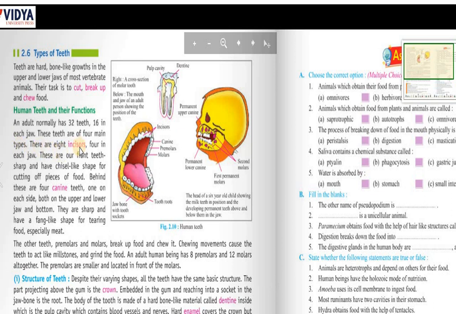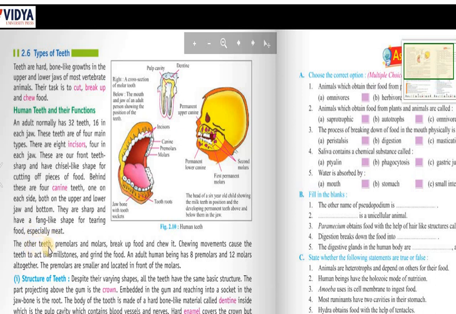There are 8 incisors, 4 in each jaw. These are our front teeth, sharp and chisel-like in shape for cutting off pieces of food. Behind these are 4 canine teeth, 1 on each side, both on the upper and lower jaw. They are sharp and have a fang-like shape for tearing food, especially meat.